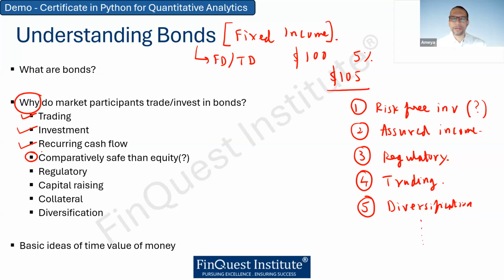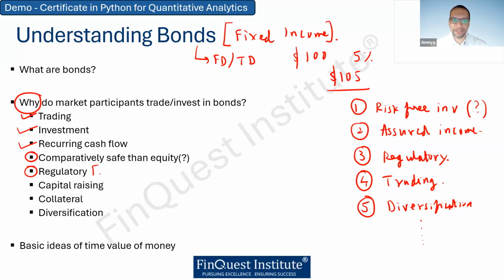But you can have lower rated bonds, let's say, for example, a triple B or below. Now these start getting riskier. So top quality bonds, yes, they are safer than equity, but lower rated bonds can be riskier than equity. Regulatory purposes, as one of you rightly said, whenever a bank has to park money into SLR.